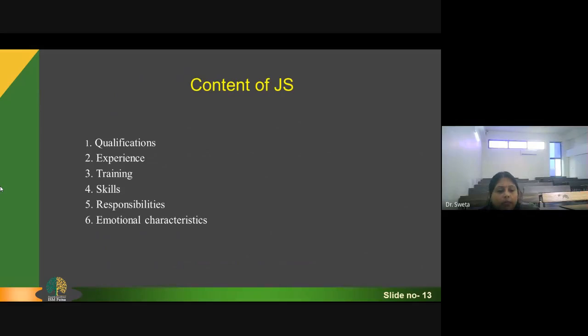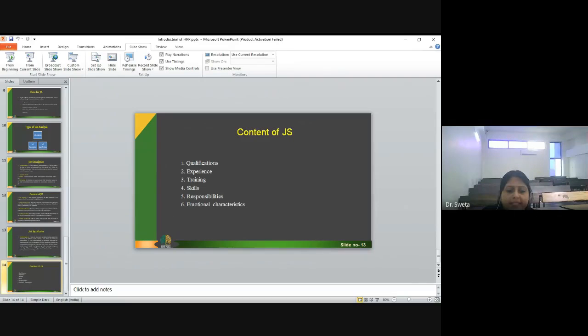So this is the job specification, and both the aspects, that is job description and specification, are very important if we are trying to hire personnel for our organization. So it needs to be very effective, it needs to be properly justified.